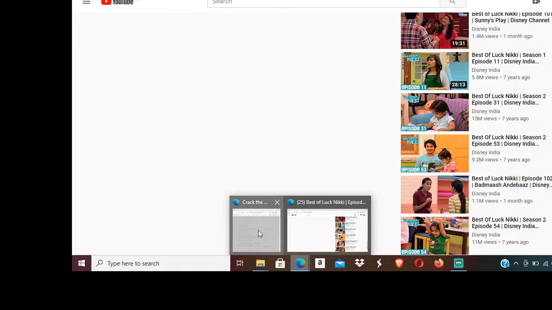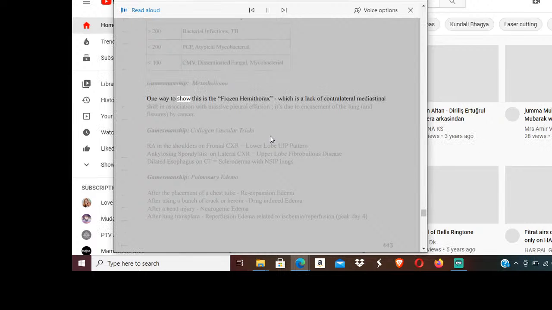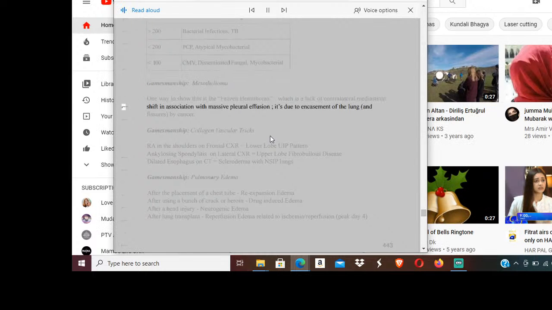Gamesmanship, mesothelioma. One way to show this is the frozen hemithorax, which is a lack of contralateral mediastinal shift in association with massive pleural effusion. It's due to encasement of the lung and fissures by cancer.